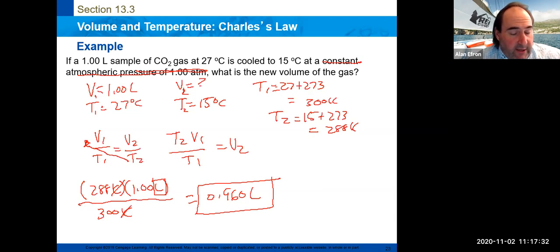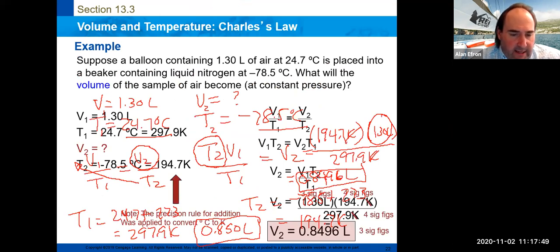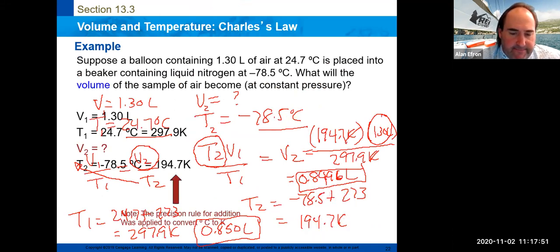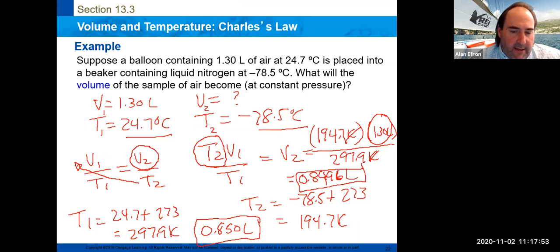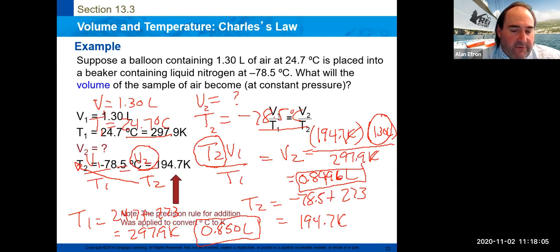We also see the trend that we talked about. Again, our temperature went down. So when our temperature goes down, we would expect the volume to go down as well. That's how it's able to maintain constant pressure. And it went from 1 liter to 0.96 liters. And the same deal on the one that we saw previously in terms of our relationship. Our temperature there went down, and then our volume obviously went down as well, from 1.3 to 0.85 in that first one.